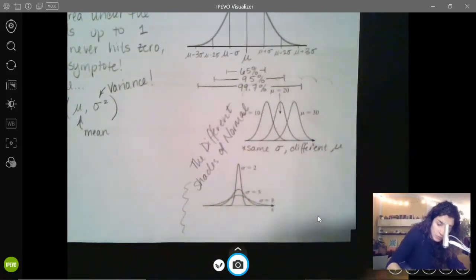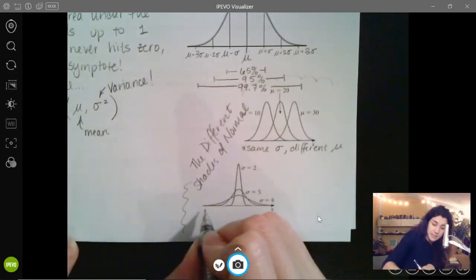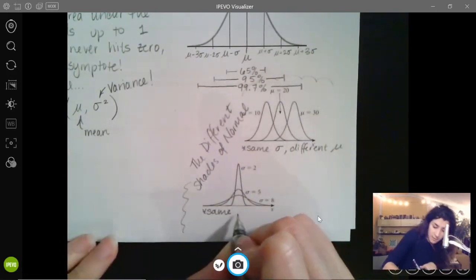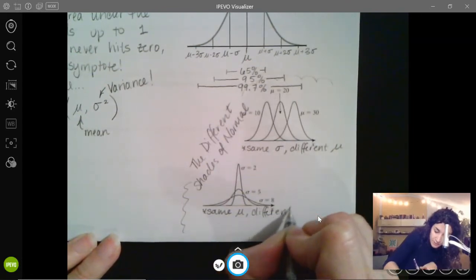So that's all that happens when we're talking about transformations of your bell curve: if you change your mean, it's just shifting your bell curve left and right. Whereas this is the same mean, so we're still centered around the same number, but different standard deviation.